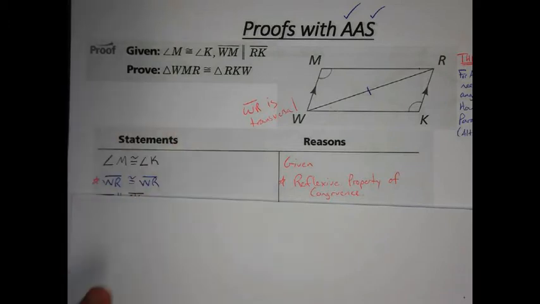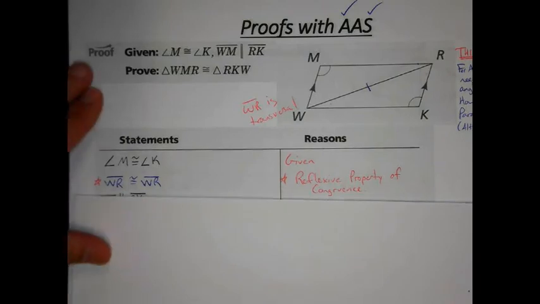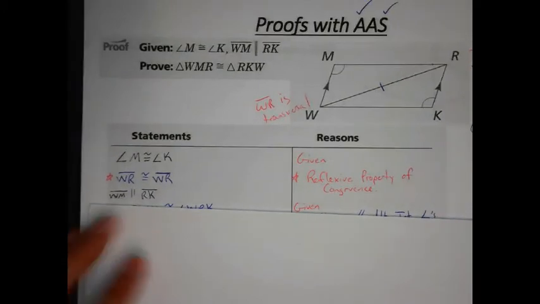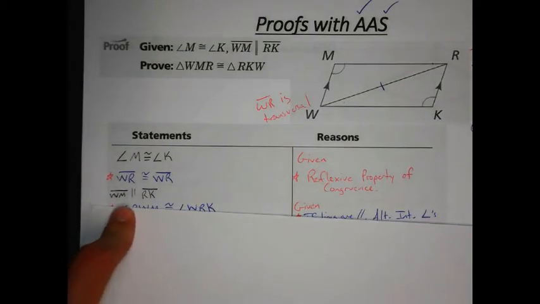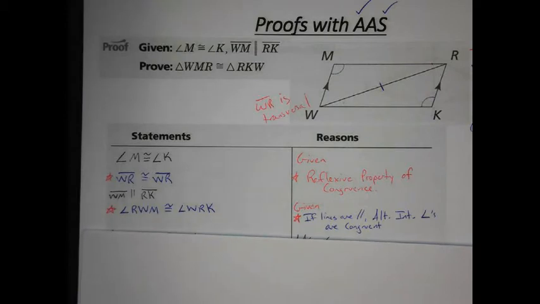I want to just go ahead and knock out my side. Did I have to do it this way? No, you don't. But I do it anyway. So now, I kind of scrunch this up. So now I'm going to use the given parallelism, right? So segment WM is parallel to segment RK. That's given. Now, why am I going to do that? Because I'm going to go ahead and establish a couple of congruent angles.